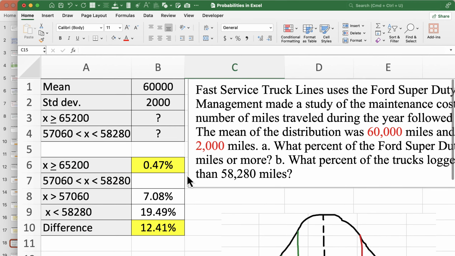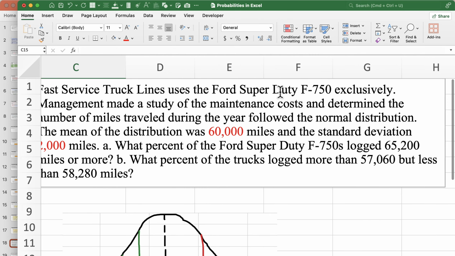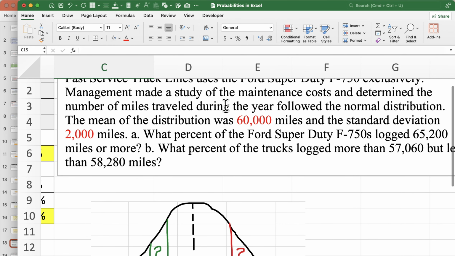One more example: Fast Service Truck Lines use the Ford Super Duty F750 exclusively. Management made a study of the maintenance cost and determined the number of miles traveled during the year followed the normal distribution. The mean of the distribution was 60,000 miles, so that's one input, and the standard deviation was 2,000 miles. And the question is, what percent of the Ford Super Duty F750 logged 65,200 miles or more?